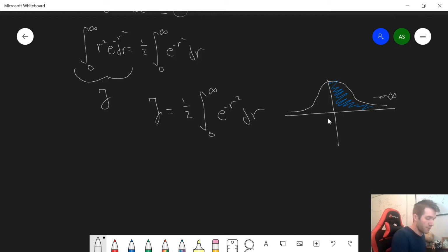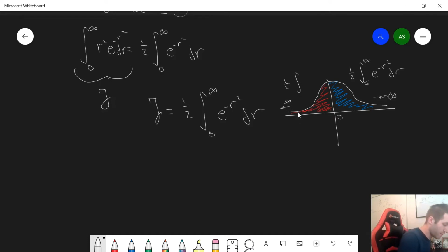So from 0 to infinity, right? Which is just 1/2 of our integral from 0 to infinity of e to the negative r squared dr. Now we can draw the same on the other side, which is the same thing. So 1/2, except the difference is it's going to negative infinity, right? So 1/2 now with essentially different limits.